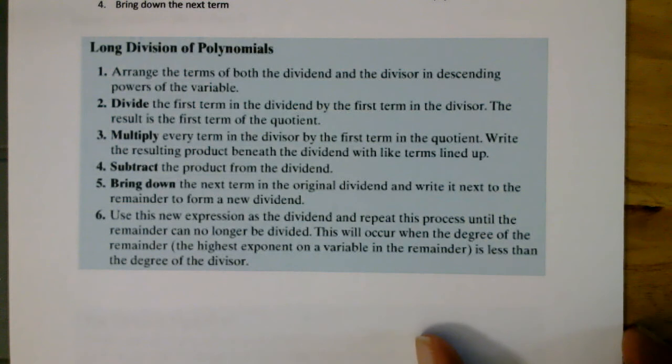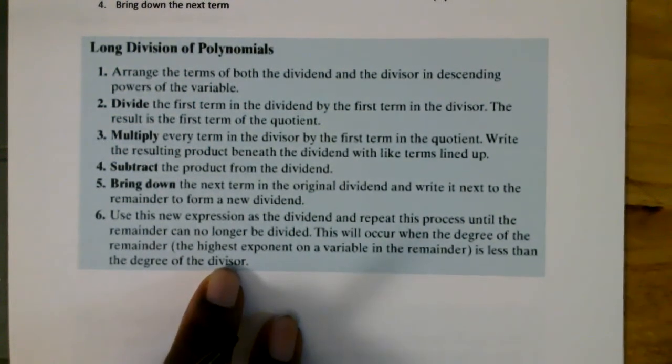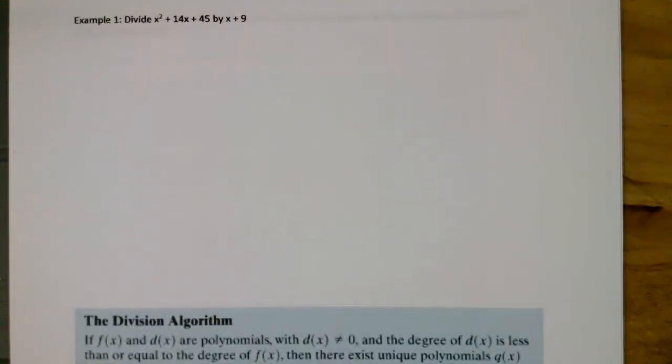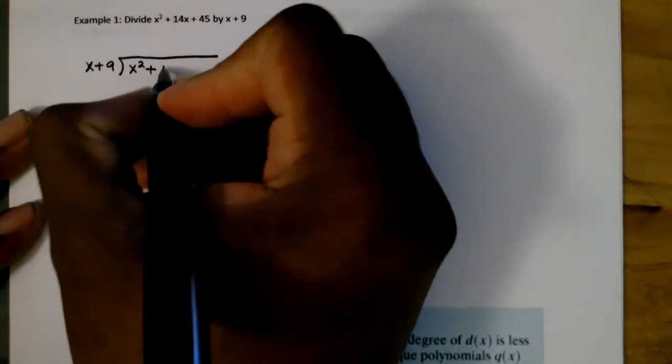All right, so an example like this. Let's say we had something like this. We want to divide x squared plus 14x plus 45 by x plus 9, and that's using long division. So the way I set this problem up will be this. The x plus 9 is your divisor. The x squared plus 14x plus 45 is your dividend.